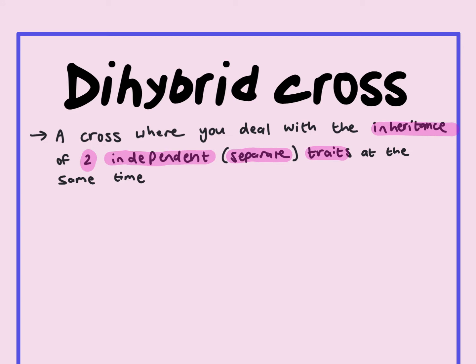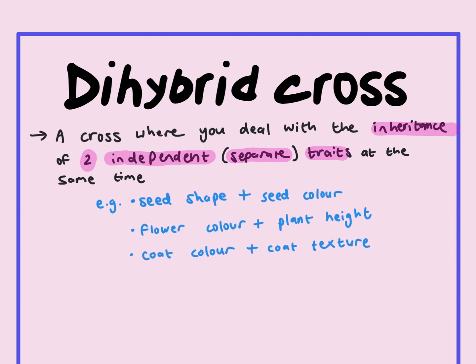So if we look at examples of these kinds of traits, we'll be looking at the inheritance of seed shape as well as seed color. These two are completely unrelated, independent traits. That means that you can have either of the seed shapes, round or wrinkled, present in the offspring phenotype with either of the seed colors, green or yellow. So it doesn't necessarily mean that the dominant traits always go together or the recessive traits always go together. You can have the dominant trait for color, but then the recessive trait for shape. So that's what we mean by independent or separate traits.